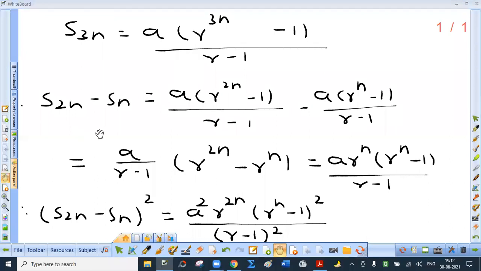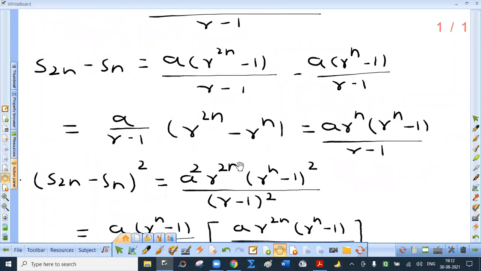Okay, so what is S2n minus Sn? Substitute. What can be taken common? A upon R minus 1, you get this in bracket. Now R raised to 2n is R raised to n into R raised to n. So if I take R raised to n common, I get R raised to n minus 1 in bracket. So what is the square of this? So A square. I hope you won't say square of R raised to n is R raised to n square. No, R raised to 2n.